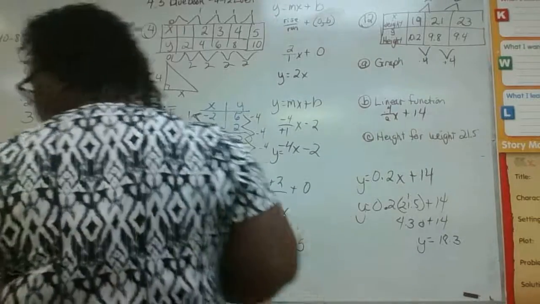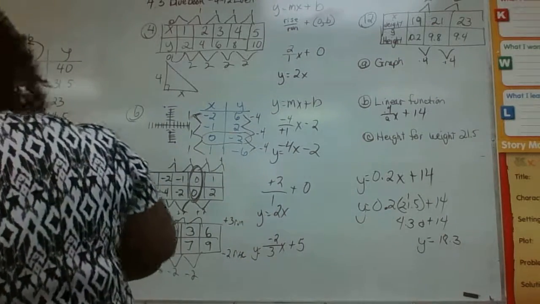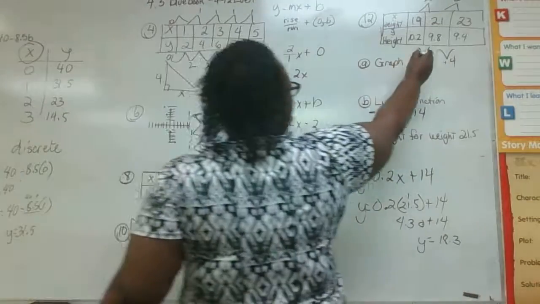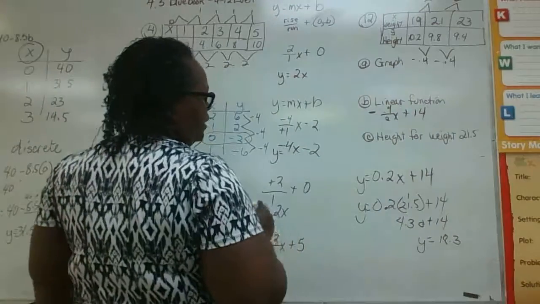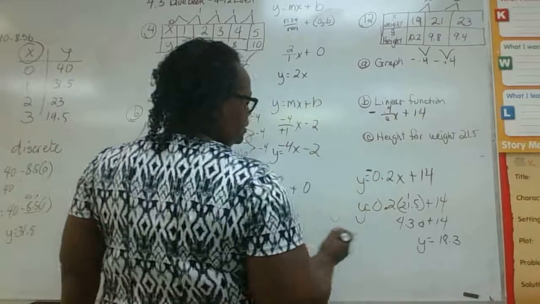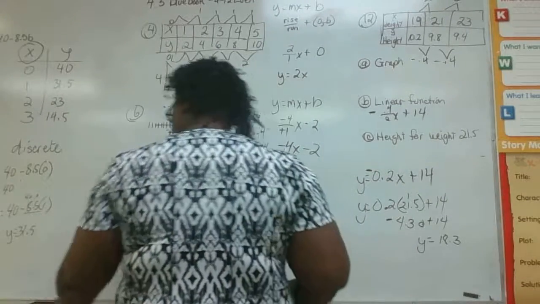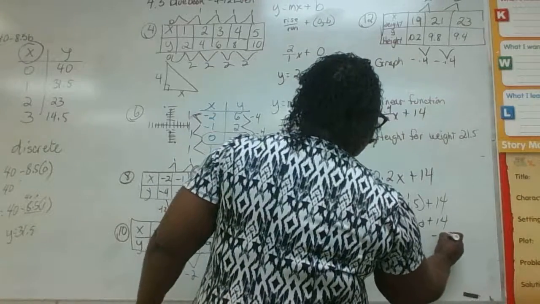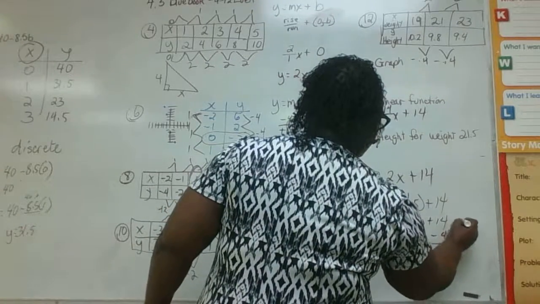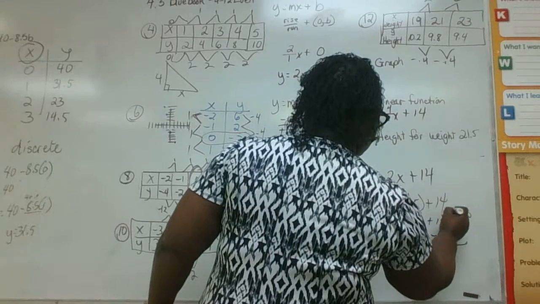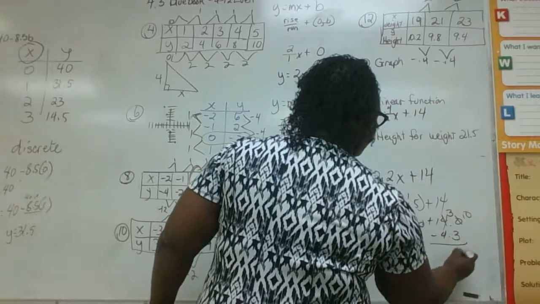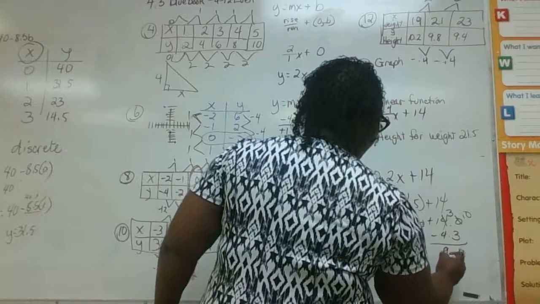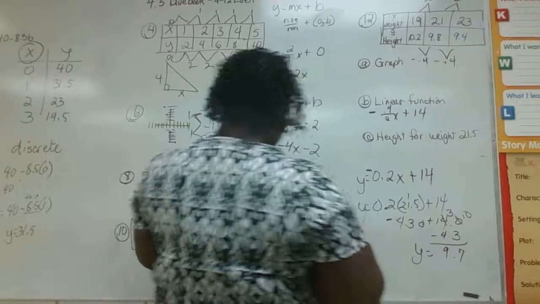Telling me I have an error here. Let me see where my error is. Hold on 1 second. My error is this is negative, because the numbers went down. That's my error, okay? This is negative, okay? This is negative, okay? So therefore, 14 minus 4.3, this is 10, this is 3, this is 7, and 13 take away 4 is going to be 9. And so that would be our answer, okay?